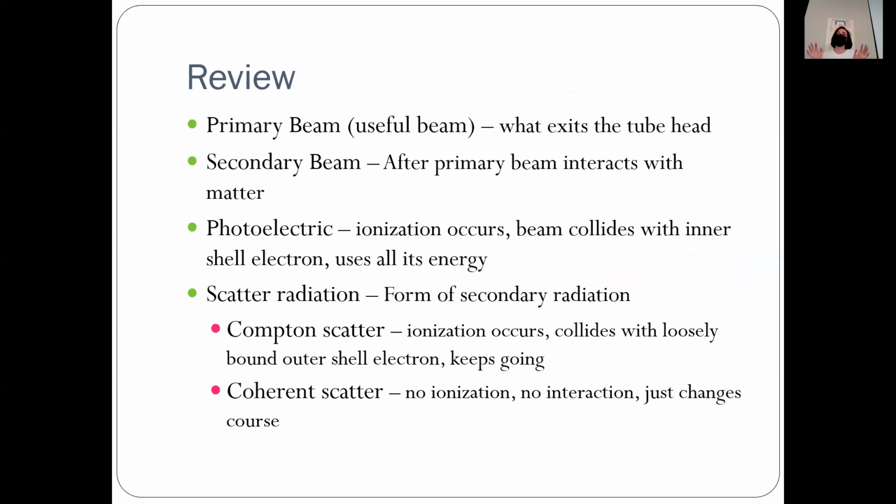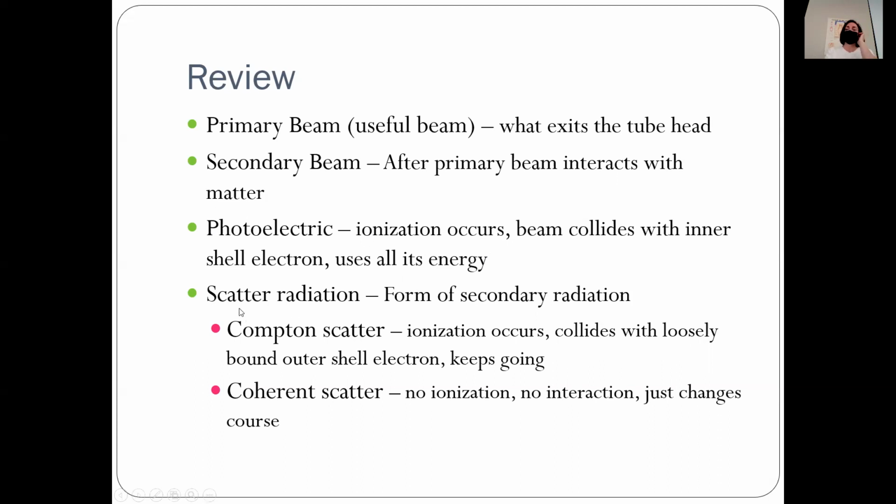So here's just to summarize it. We have the primary beam or the useful beam. It's what exits the tube head. We have the secondary beam, which is after the primary beam interacts with matter. Then we have photoelectric, which is when it's absorbed completely. So ionization does occur during the photoelectric effect. The beam collides with an inner shell electron and uses all its energy. That happens about 30% of the time.